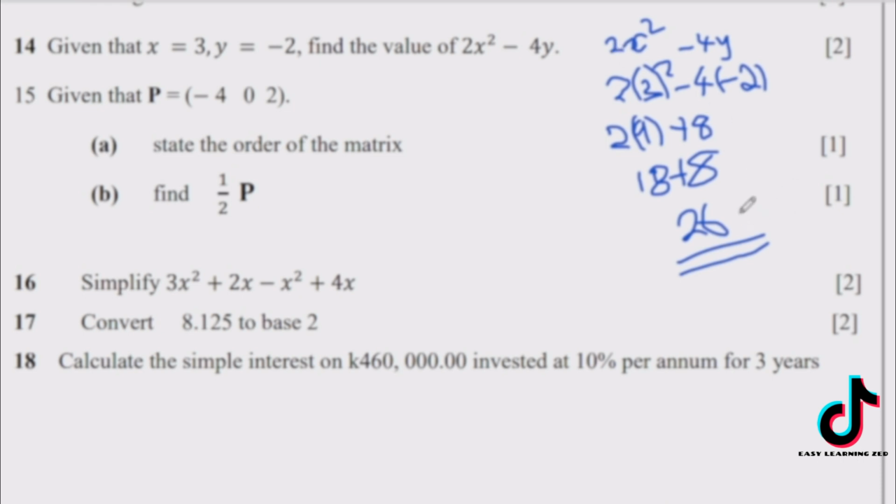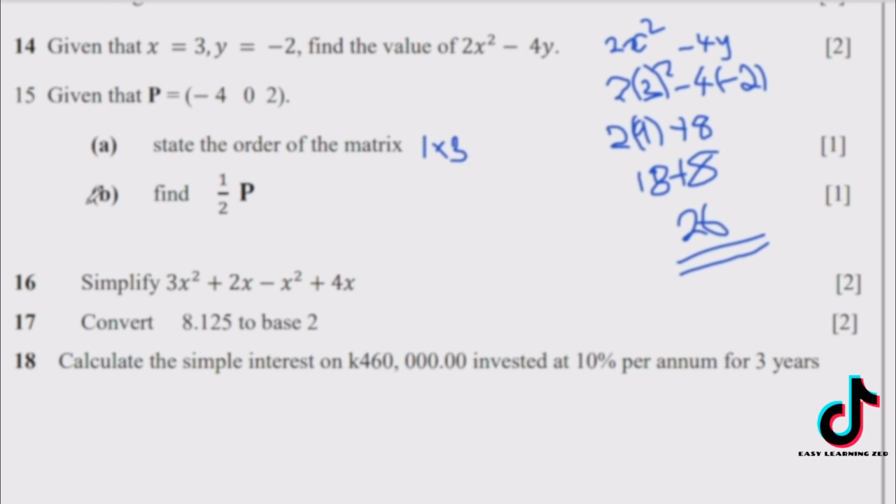Okay, we go to the next question, which is question 15. Given that p is equal to the matrix negative 4, 0, 2, state the order of the matrix. So this matrix has got 1 row, so it's going to be 1, and it has got 3 columns, then it's going to be by 3. So the order of this matrix is 1 by 3: 1 row, 3 columns.